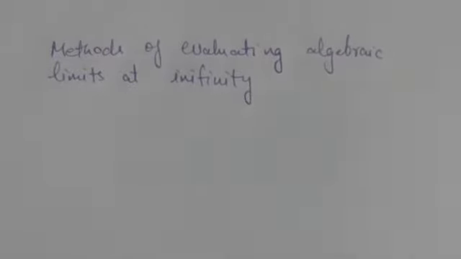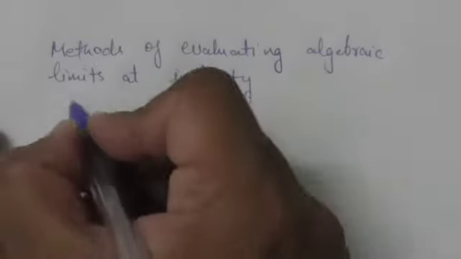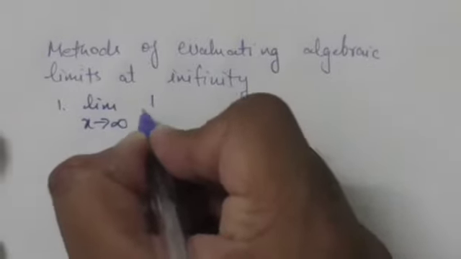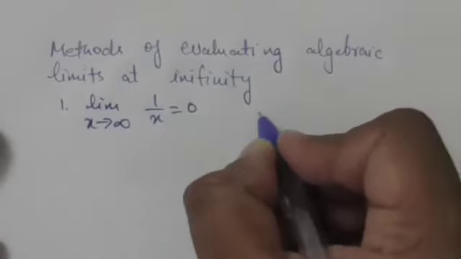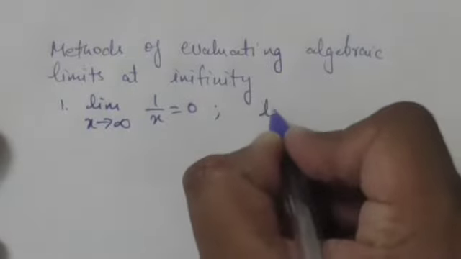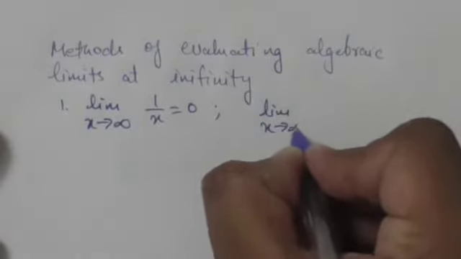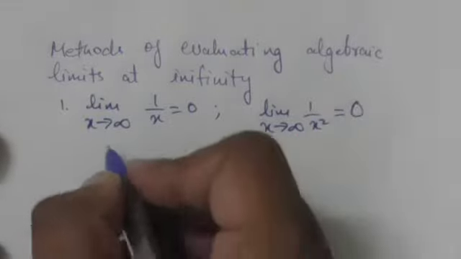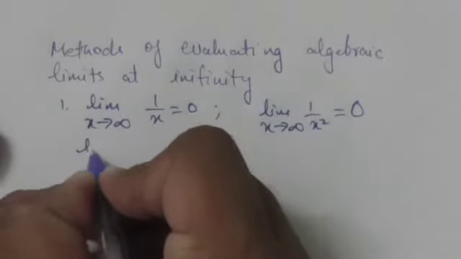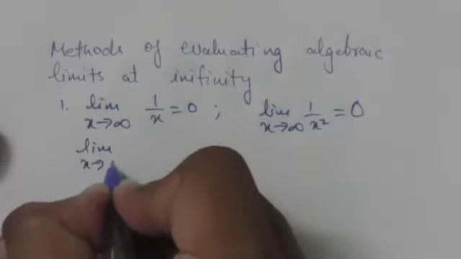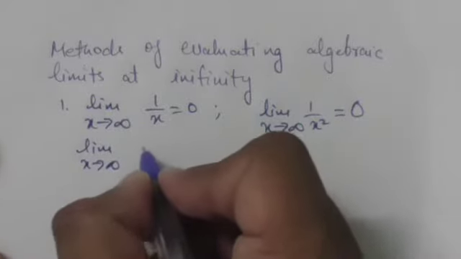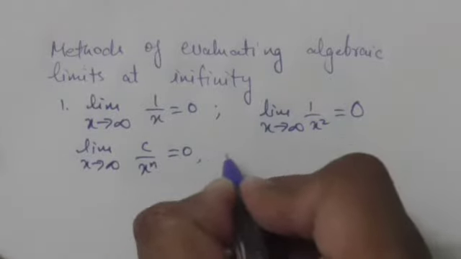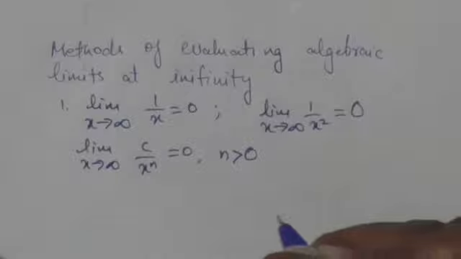First of all, we need to remember some points. First is limit x tends to infinity 1 upon x is equal to 0, and limit x tends to infinity 1 upon x square is also equal to 0, and limit x tends to infinity c upon x raised to power n is also equal to 0, where n is greater than 0.